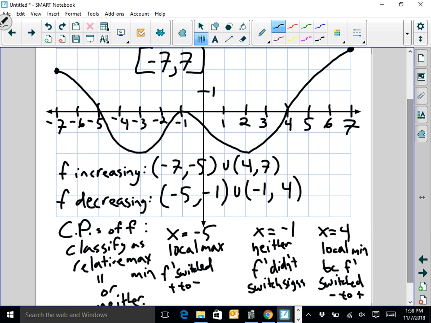I want you guys to be very, very comfortable with f increasing, f decreasing, and critical points, and determining whether or not those critical points are local mins, maxes, or neither. I just want to add a little justification to the first two I did, just to be good here. F is increasing on that because f prime greater than 0.